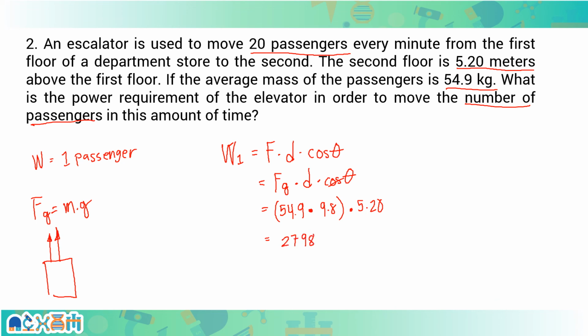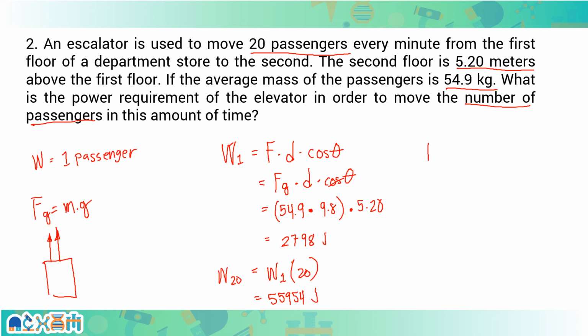2798 rounded joules. And for us to find W20, W20 is equal to work 1 times 20. So we'll just have to multiply this 2798 by 20. The answer would be 55954 joules. So this is now the work done for the 20 passengers.